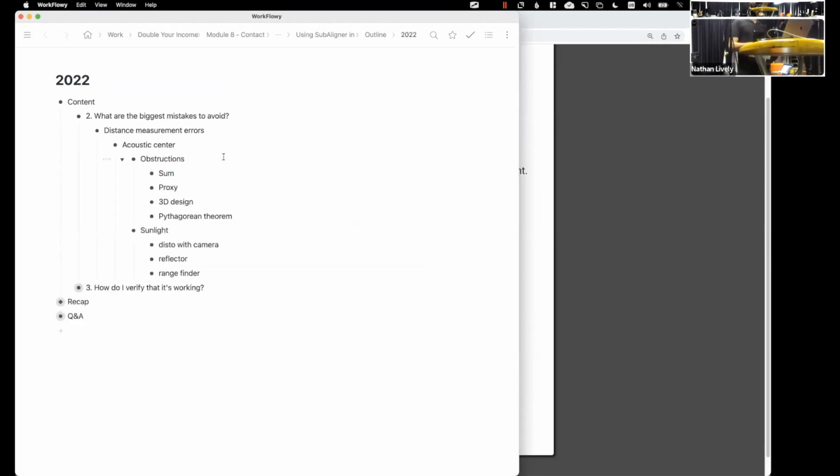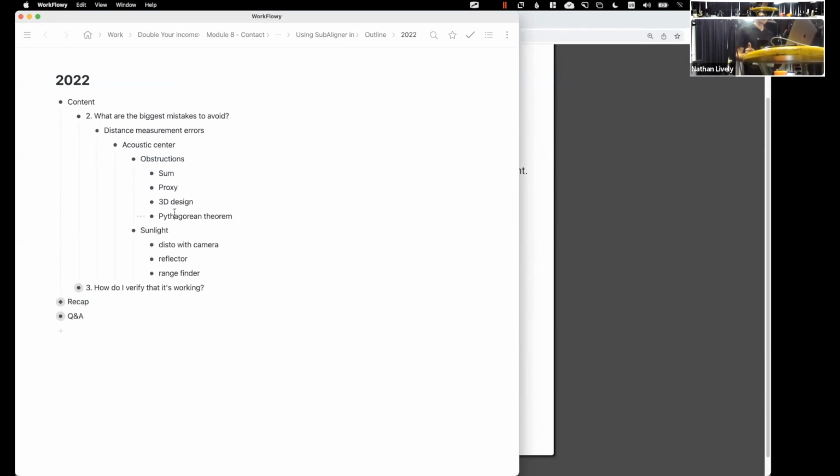Okay. We talked about some obstructions. You can use a proxy loudspeaker. I've never done this in the field, but I know people that have. You could put a full range source on top of the subwoofer and then use your audio analyzer to actually measure those arrival time differences.